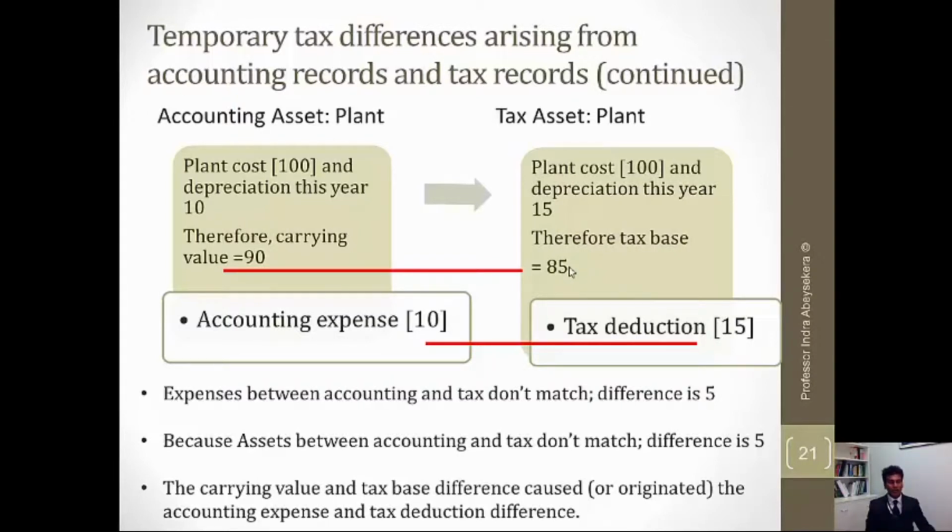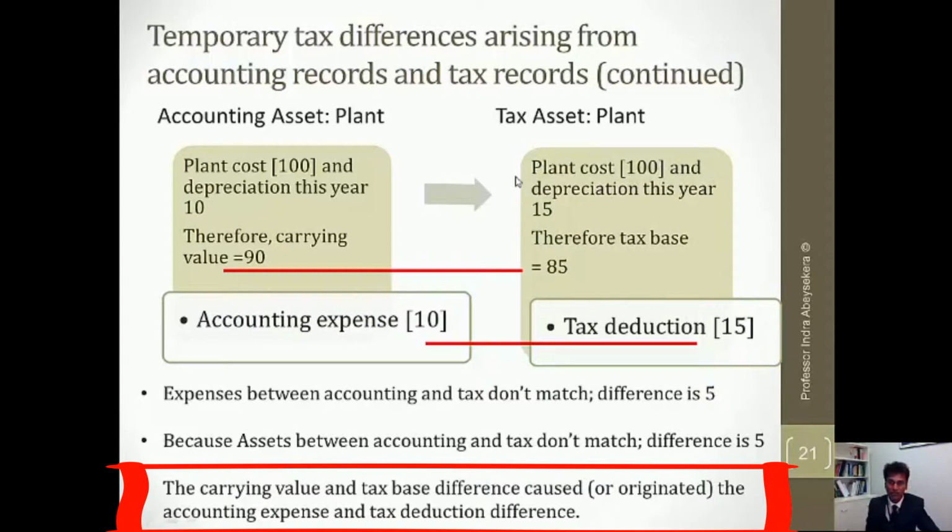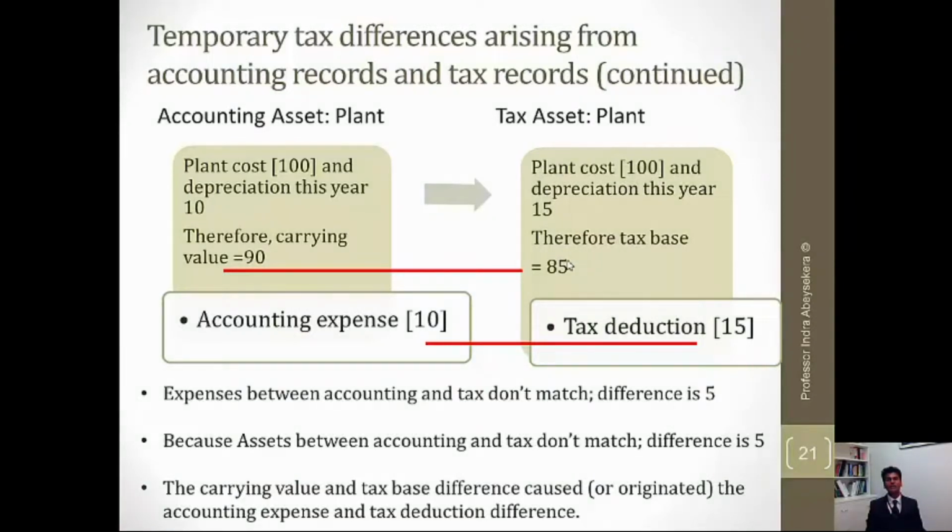So if you compare the accounting balance sheet against the tax balance sheet, if the tax office prepares a balance sheet, then by comparing the carrying value and the tax base, we can determine the temporary difference. That 5 is a temporary difference because ultimately this 100 plant cost, if there's no residual value, will become 0. And for tax, it will become 0. Total depreciation then will be 100 one day, and total depreciation for tax will be 100. But for this period, it is 10 and 15, and the difference is 5.